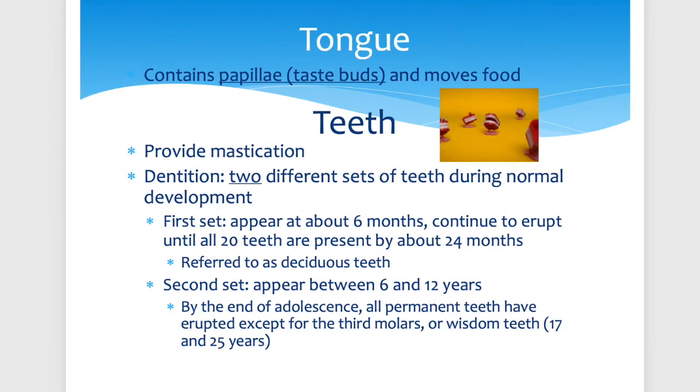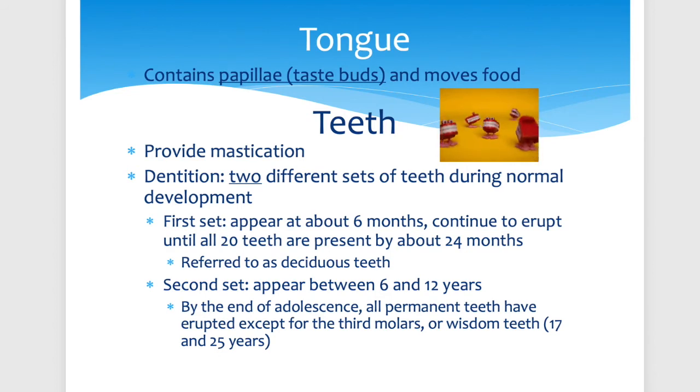Your tongue contains papillae, which are your taste buds, and it also helps to move food around your mouth and helps to push it to the back of your mouth for you to be able to swallow your food. Your teeth are going to provide mastication, so they allow you to physically chew your food.